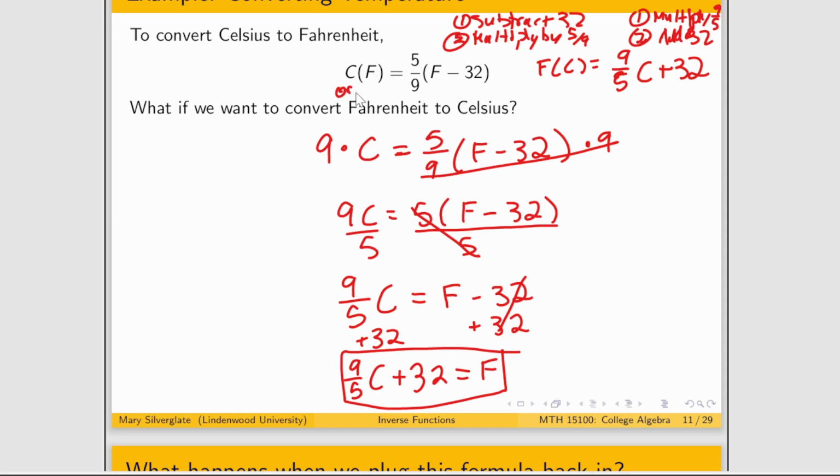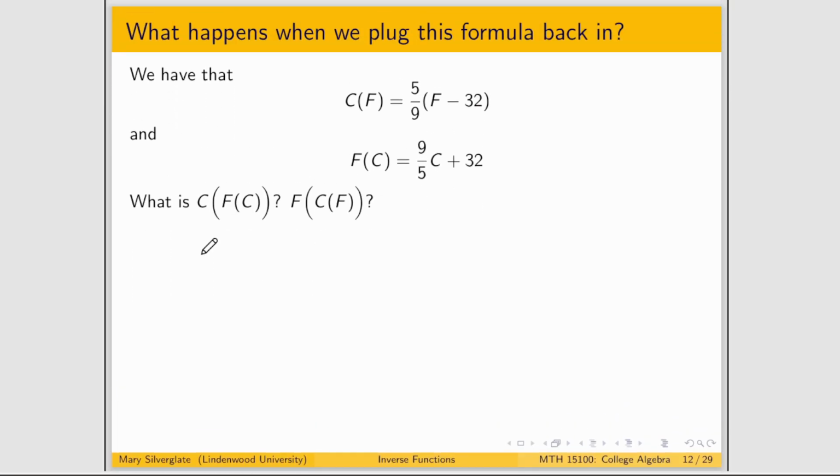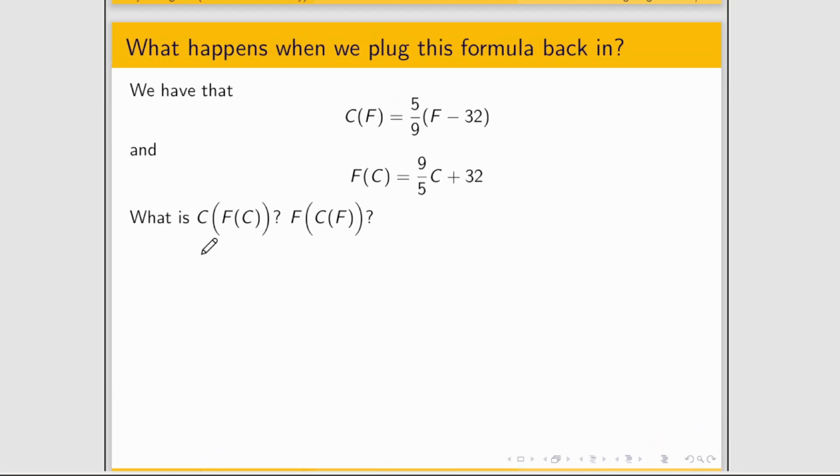So if this is our original, where I input a Fahrenheit and I output a Celsius, my inverse is where I input a Celsius and I output a Fahrenheit, which is something you might have to do at some point. And there's also something really special that's going to happen when I plug in these inverses. So this is asking us to do a composite function. So it's asking us to find C of F, essentially. And the other one is asking us to find F of C.